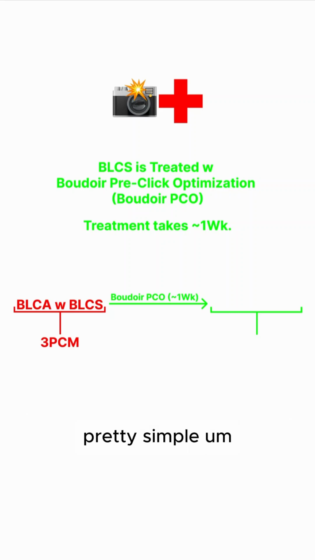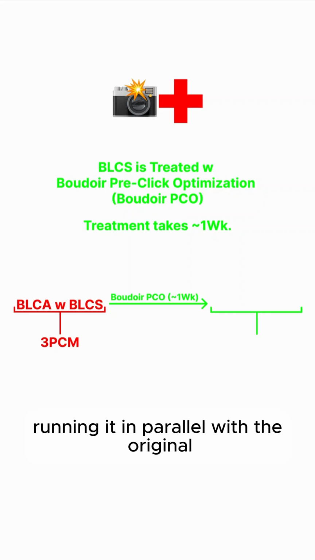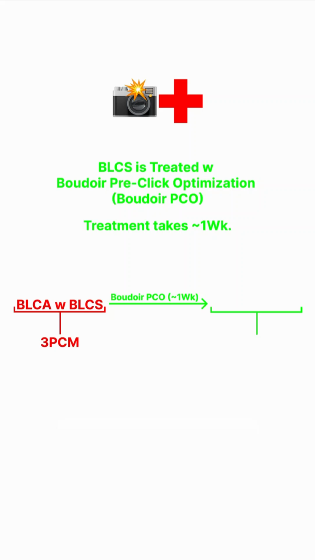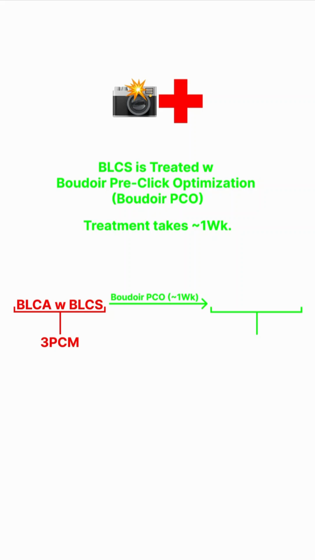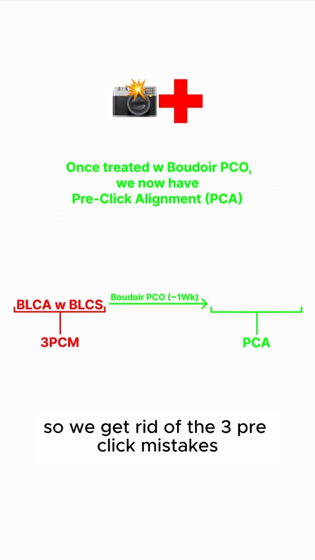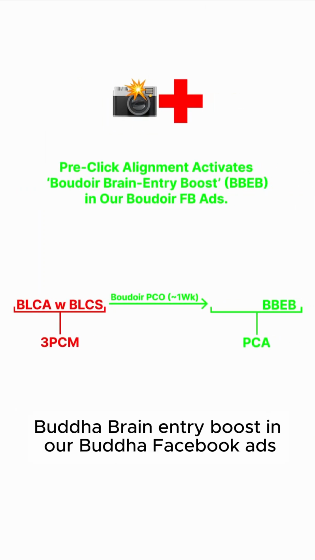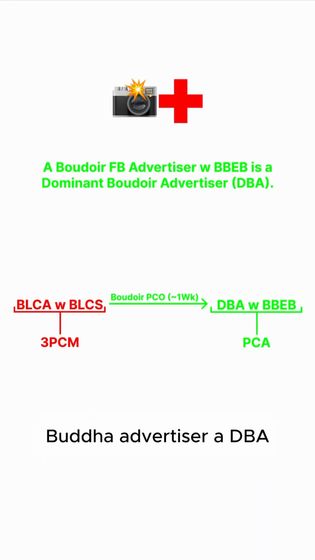Pretty simple. We leave the original Boudoir Facebook ad, we duplicate it, and we treat the duplicated ad, running it in parallel with the original. And then we keep whichever one has the best metrics. And once treated with Boudoir Pico, we now have pre-click alignment, PCA. So we get rid of the 3 pre-click mistakes, we achieve pre-click alignment. And pre-click alignment activates Boudoir brain entry boost in our Boudoir Facebook ads. And a Boudoir Facebook advertiser with Boudoir brain entry boost is a dominant Boudoir advertiser, a DBA.